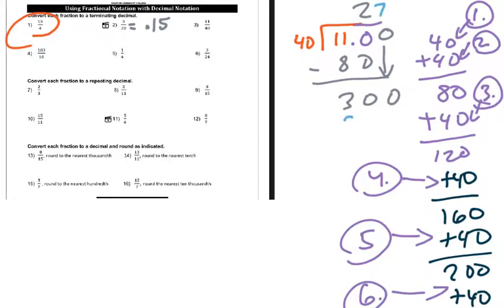7 times 40 is 280. We're going to subtract and we get 20. So I include another 0. This is getting very, very cluttered. I apologize. And we're going to do it again.